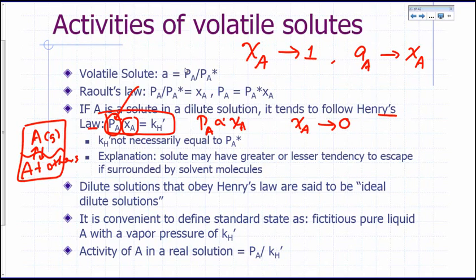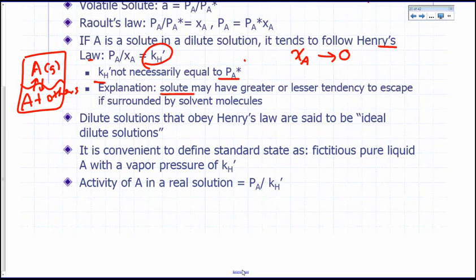Now it turns out this Henry's law constant, which we're writing here as K sub H prime, is not necessarily equal to P star A. And the explanation for that has to do with the fact that solute molecules may have greater or lesser tendency to escape from the liquid if they are surrounded by solvent molecules. Let's try to relate that to Raoult's law.